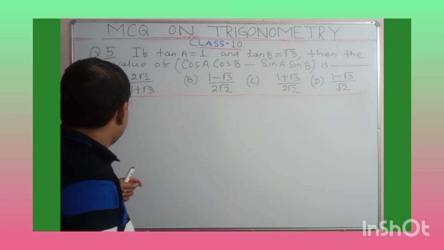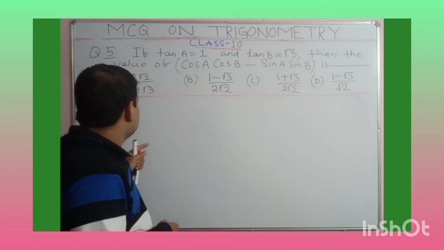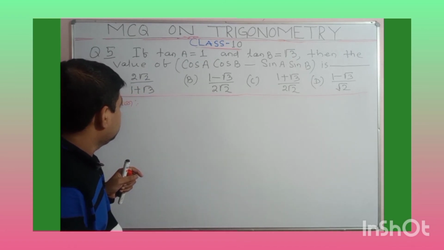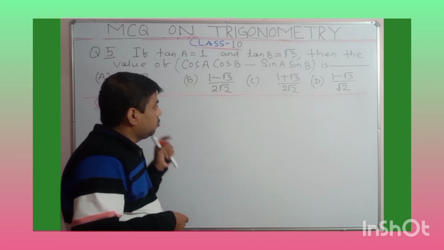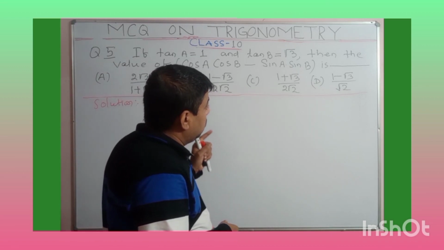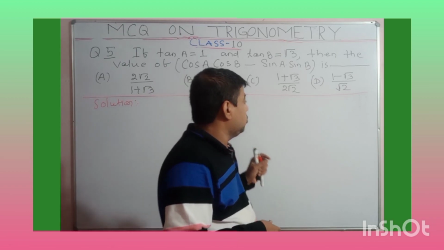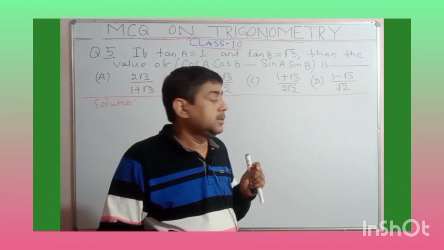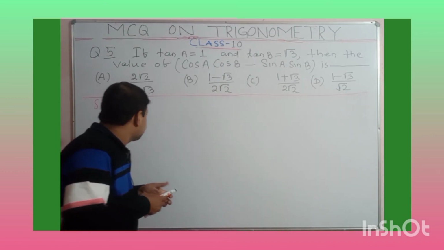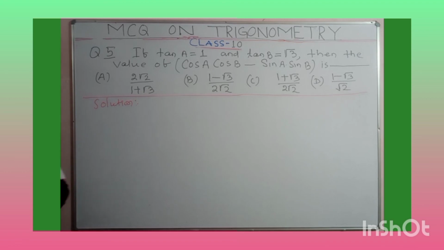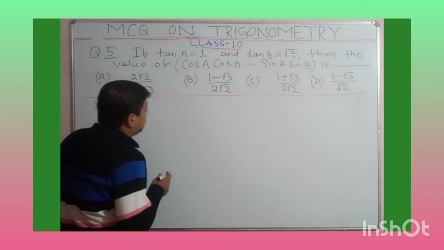Okay, here 4 options are given. Option A, 2 root 2 whole divided by 1 plus root 2. Option B, 1 minus root 3 whole divided by 2 root 2. Option C, 1 plus root 3 divided by 2 root 2. And option D, 1 minus root 3 divided by root 2. Okay, so here are 4 options for you, and here is the given condition, and using the given condition you have to find the required value, as asked by the question.